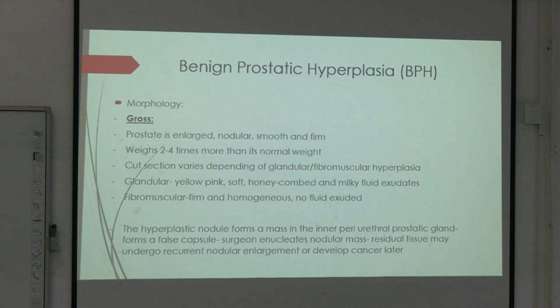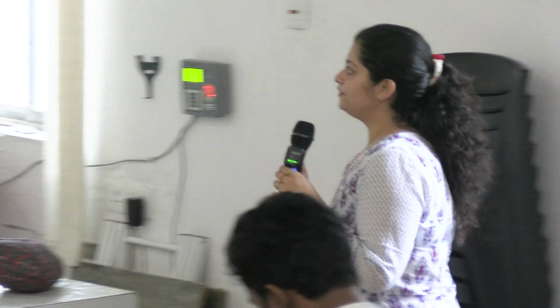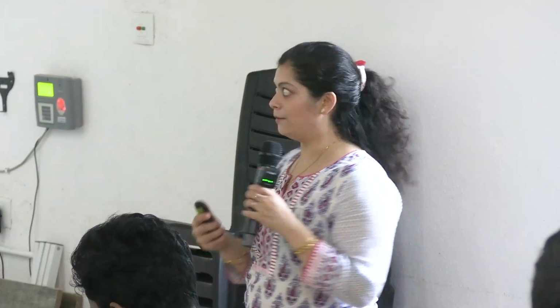Then the cut section varies depending on the glandular or fibromuscular type, like the prostate is made up of glands and stroma, right? So if there is glandular hyperplasia, then glands will increase, okay? But if there is stromal hyperplasia, you will see fibromuscular hyperplasia, which I will discuss later. If there is glandular hyperplasia, then the cut section will look yellow-pink, soft, honeycombed, and milky fluid will exude, okay, come out. Then in fibromuscular hyperplasia, the cut section will be firm and homogeneous and there will be no fluid.